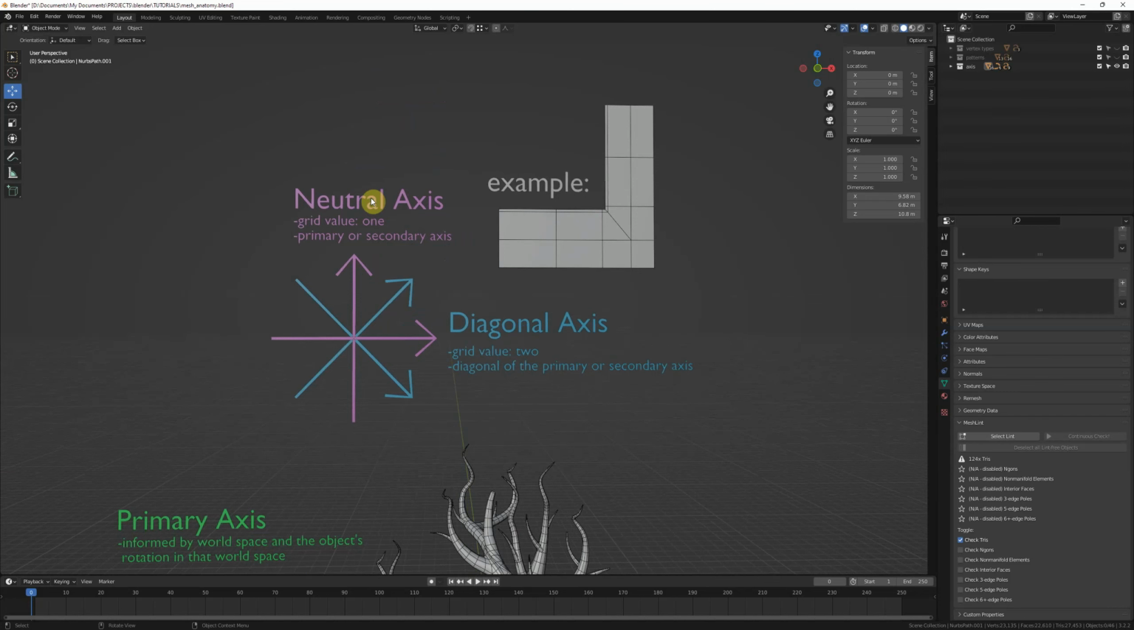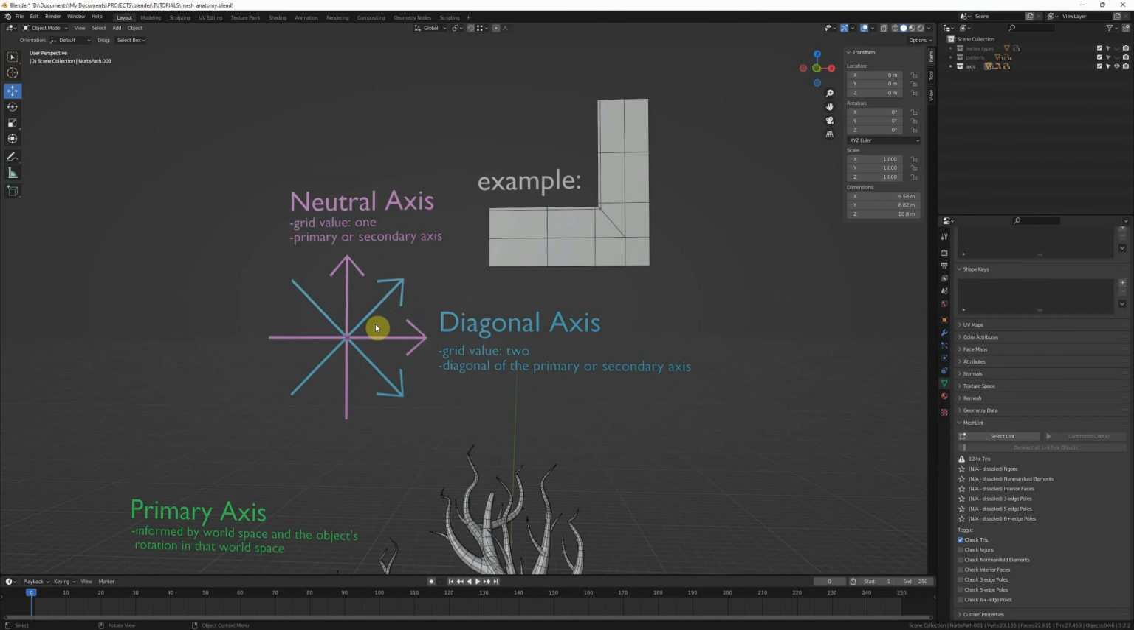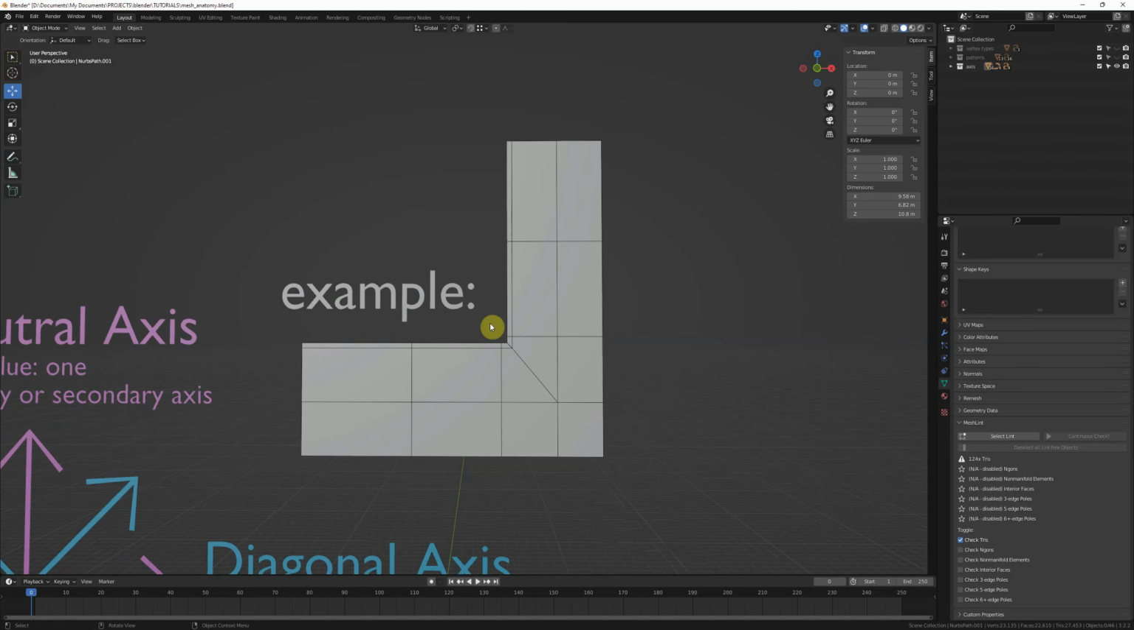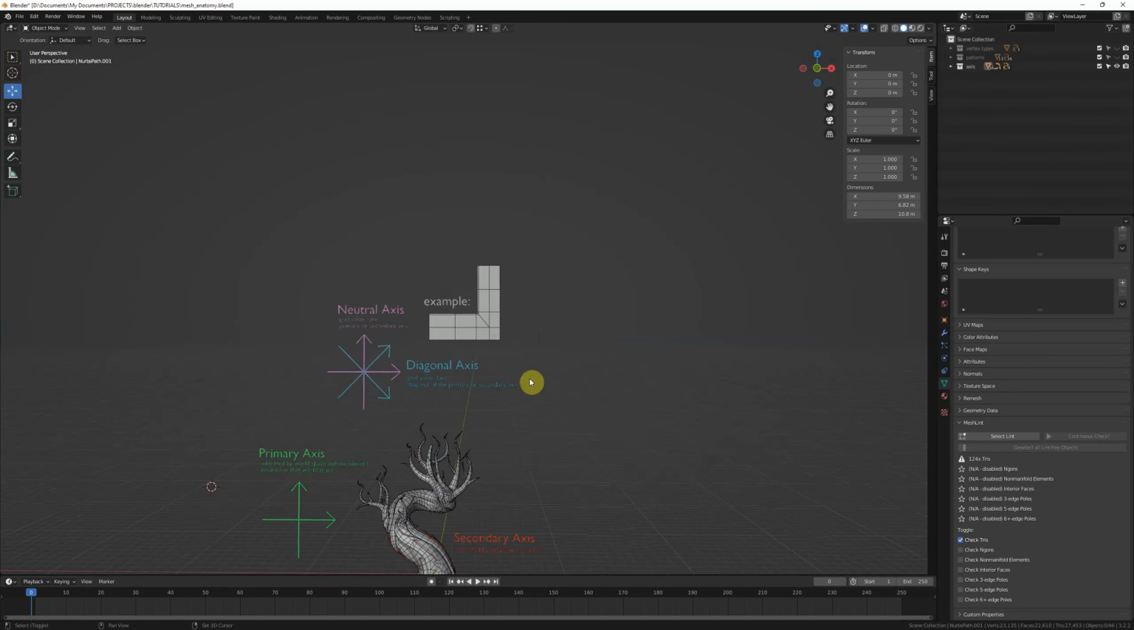And neutral axis is worth 1, diagonal axis is worth 2 when you are trying to triangulate. And please do your edges like this because it is much cleaner and surfacing will like you.